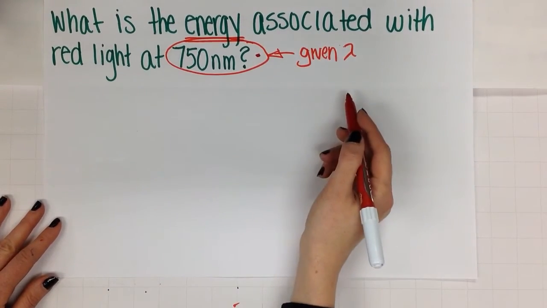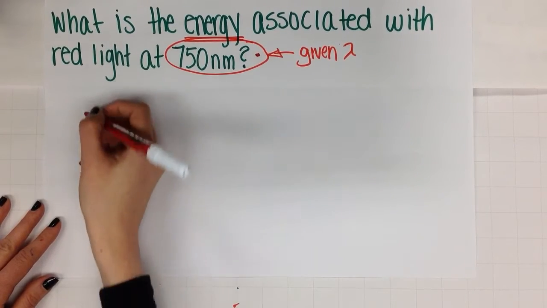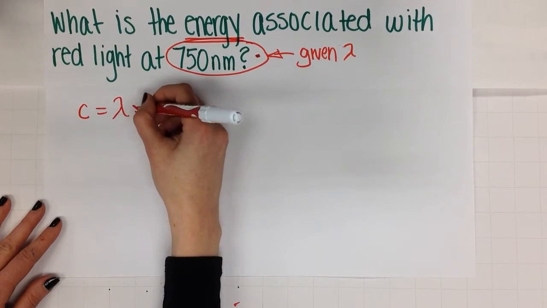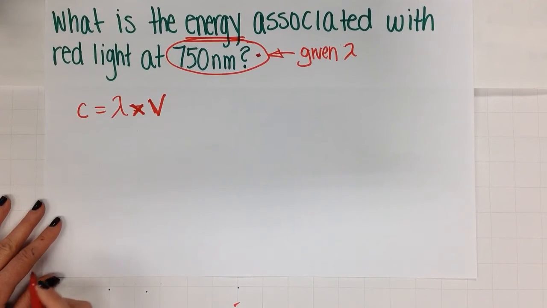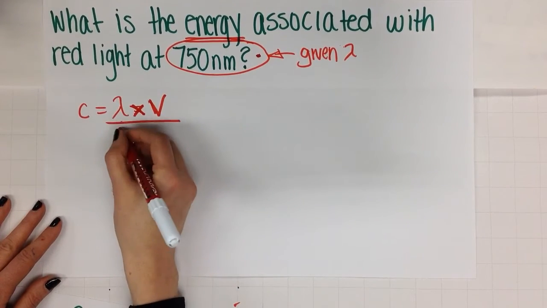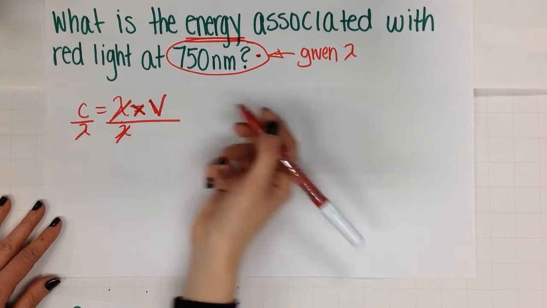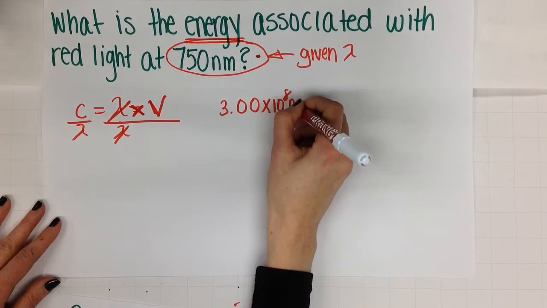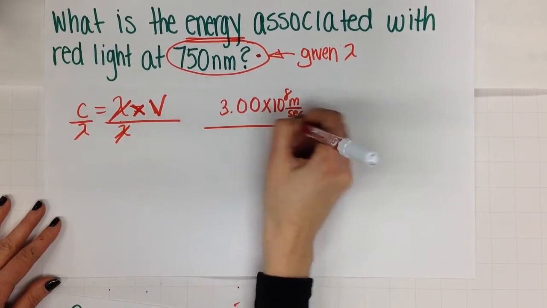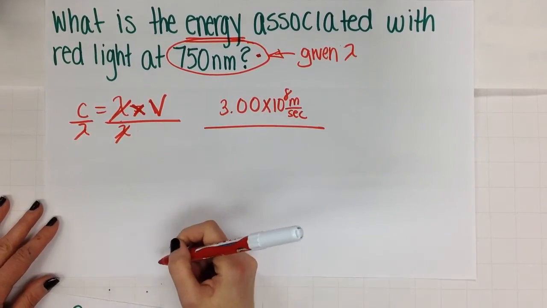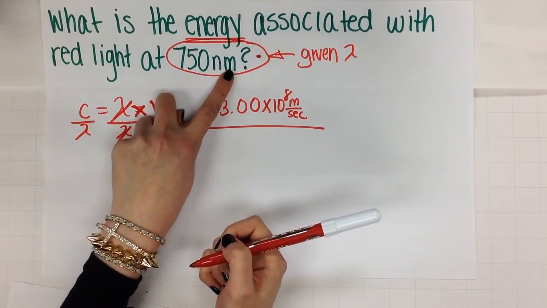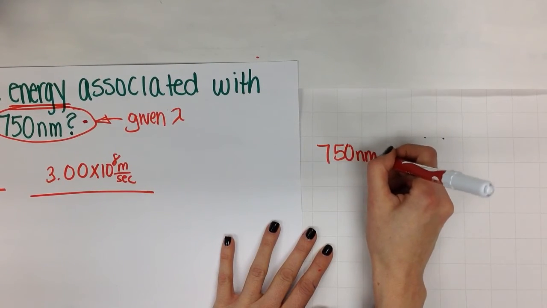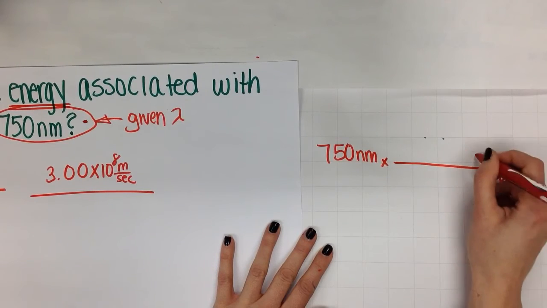So as I just said, I know speed of light, I know wavelength, and I could solve for frequency. So let's begin. I'm going to solve for frequency. Again, speed of light was given to me over my wavelength, which is here. Uh-oh, I have an issue. My wavelength is in nanometers. So I have to first take my nanometers, 750 nanometers, and convert to meters.